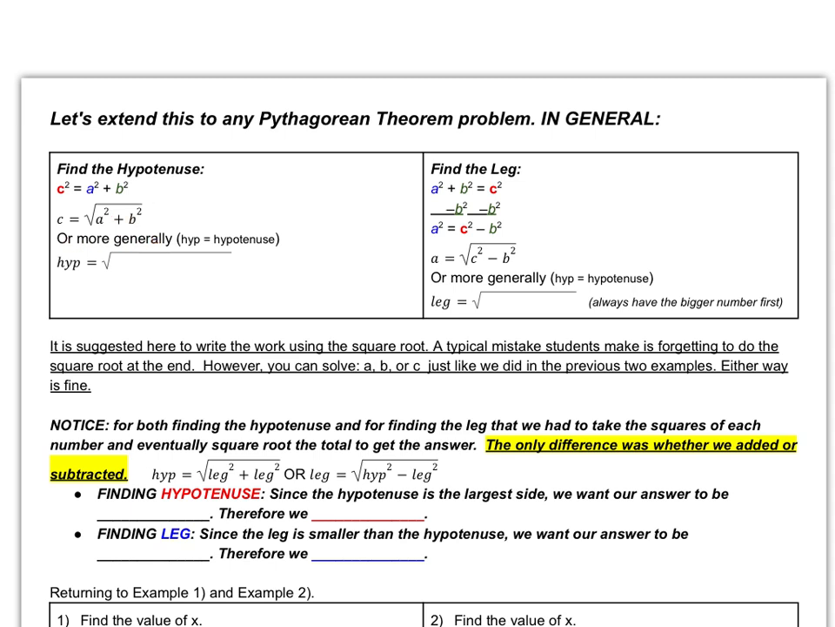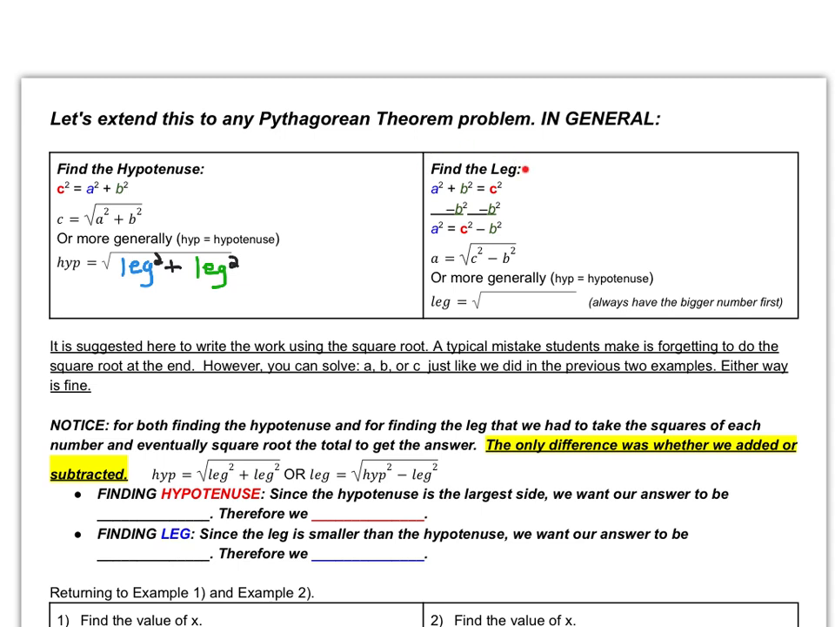Or more generally, if I use HYP for hypotenuse, the hypotenuse is simply the square root of a squared, where a is a leg, plus b squared, where b is another leg, so that's a leg squared. So it's the square root of the leg squared plus the other leg squared. Your two legs are each squared, and then you add them together, and then you take the square root. That's how you find the hypotenuse.